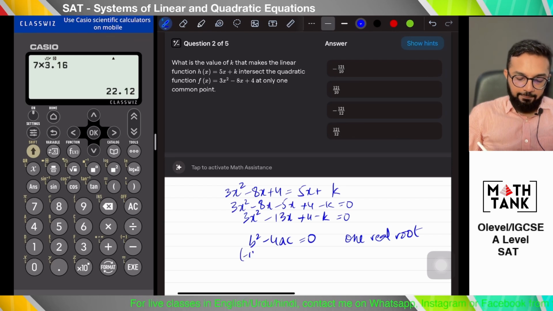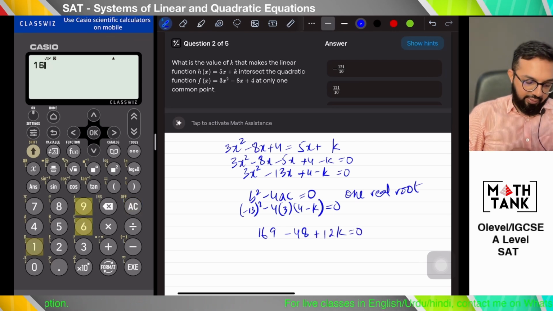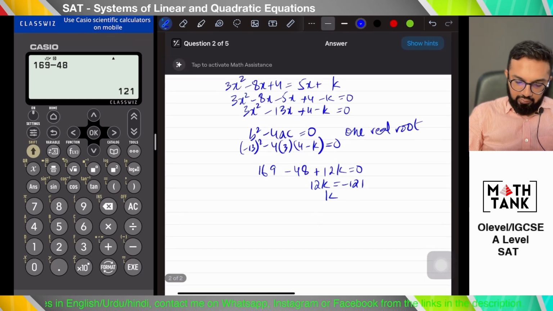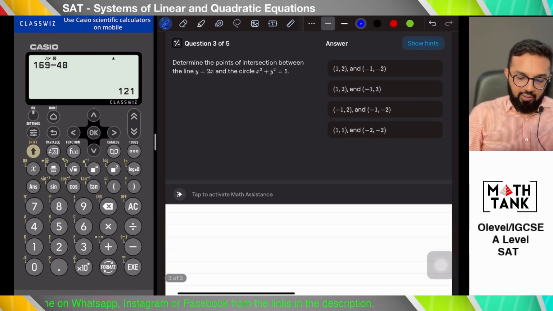So b squared minus 4ac. 169. 12 into 4 is 48 plus 12k. So what's 169 minus 48? 121. Yeah, that should be the correct answer. Let's see the next one.